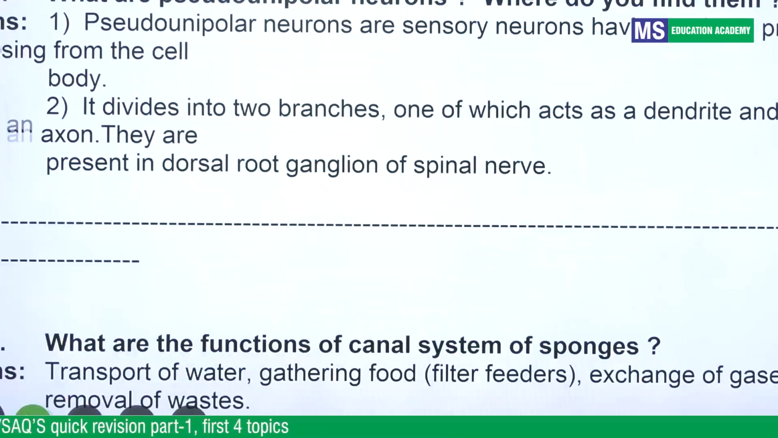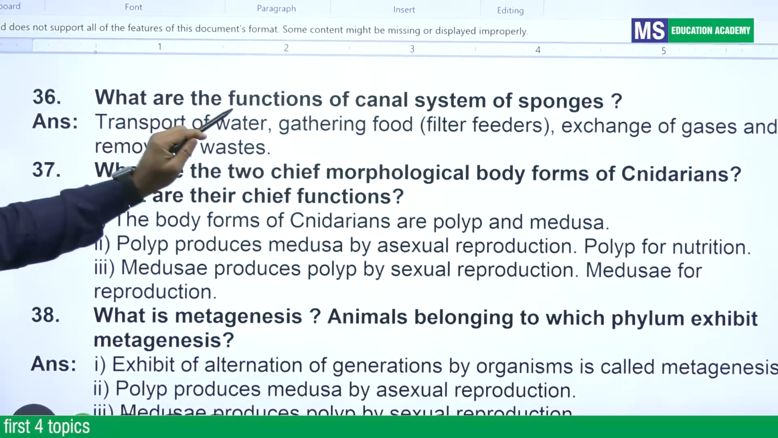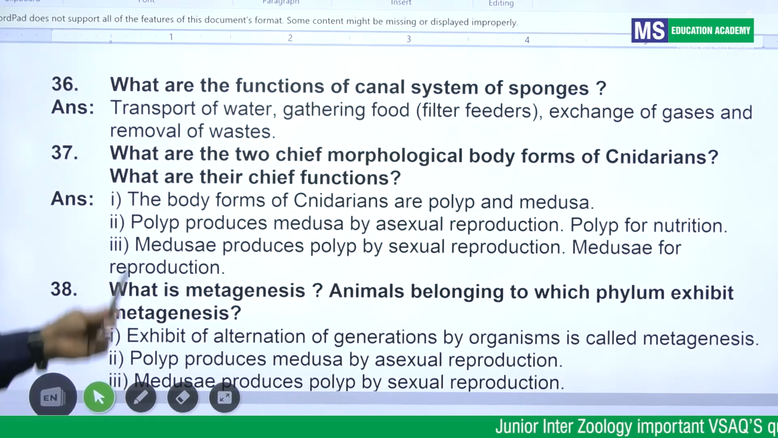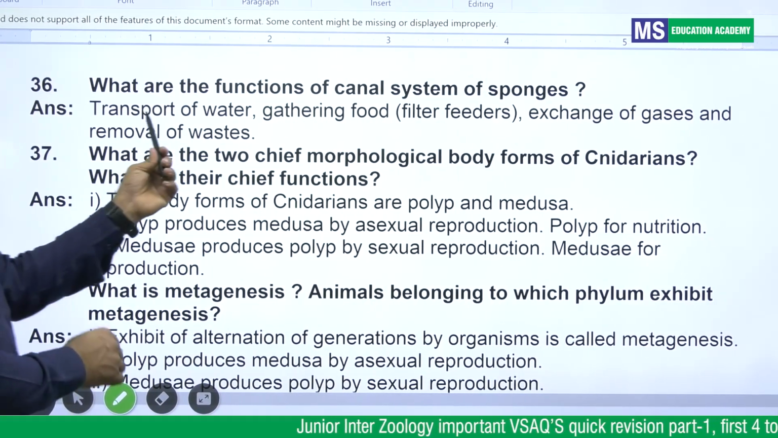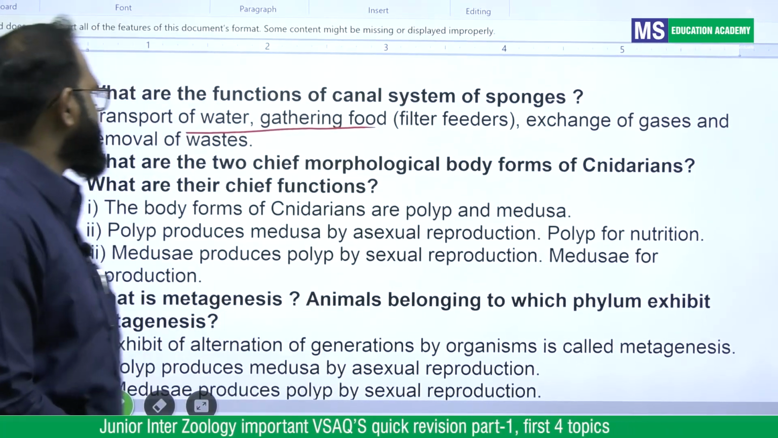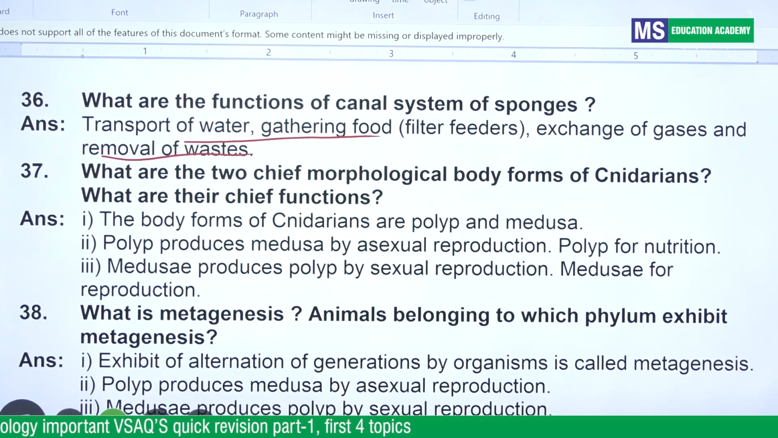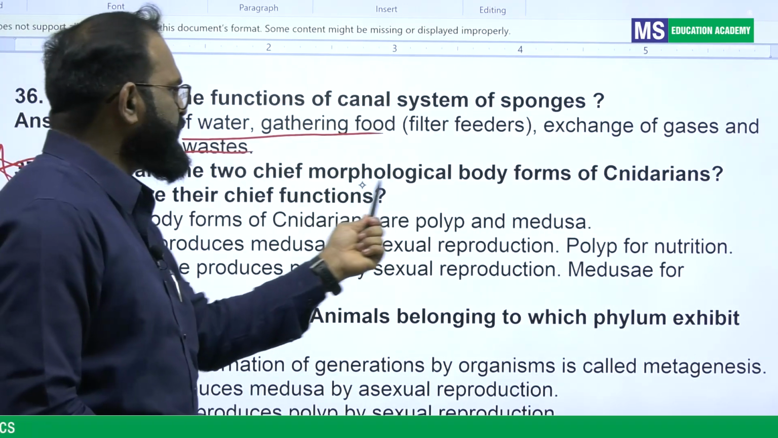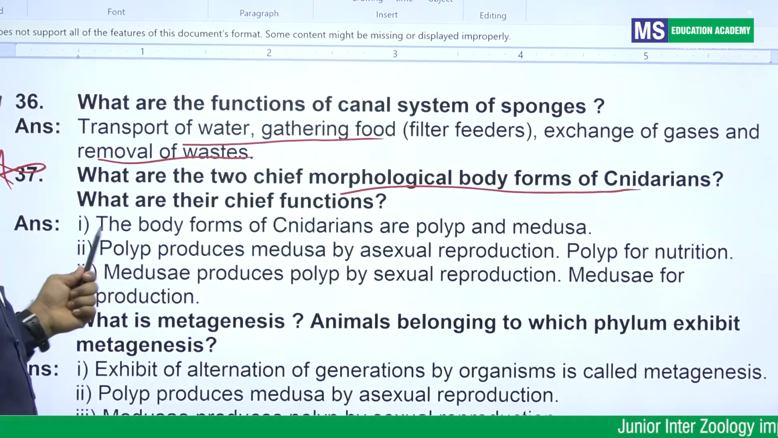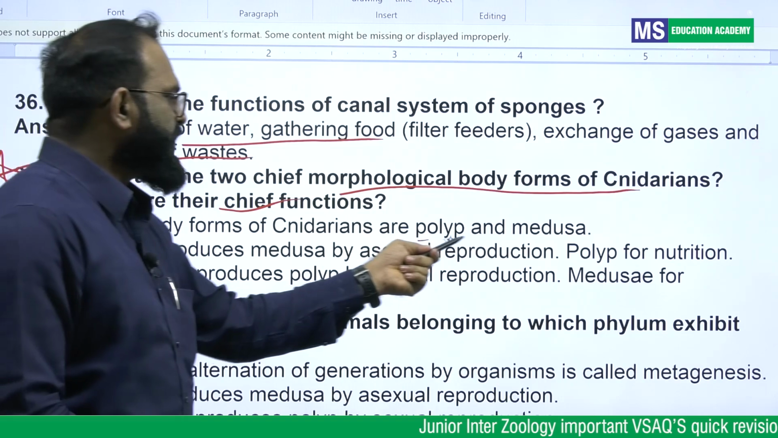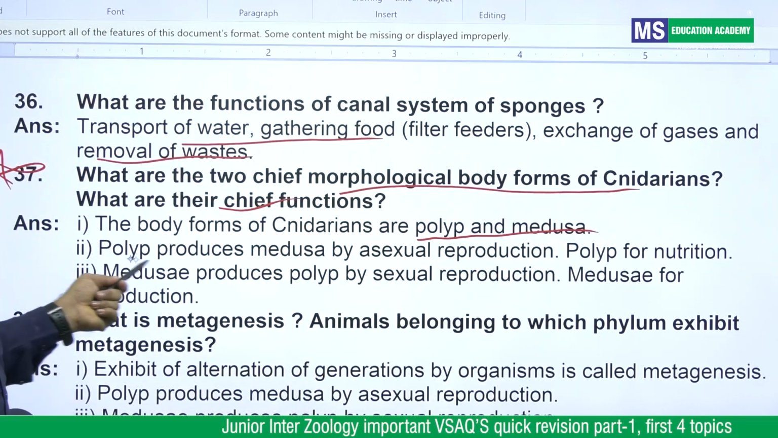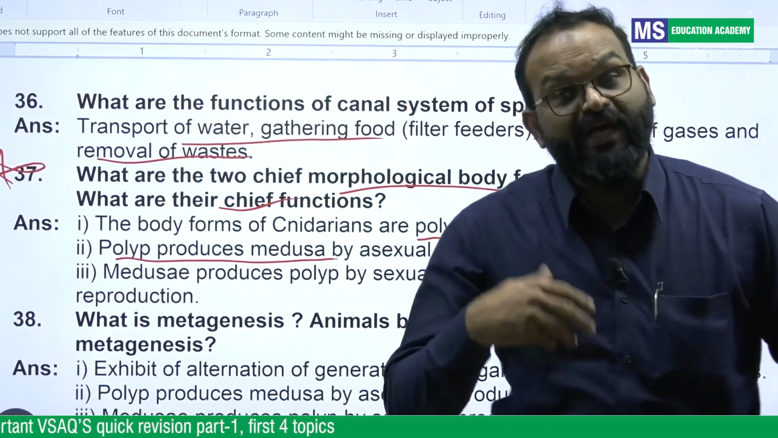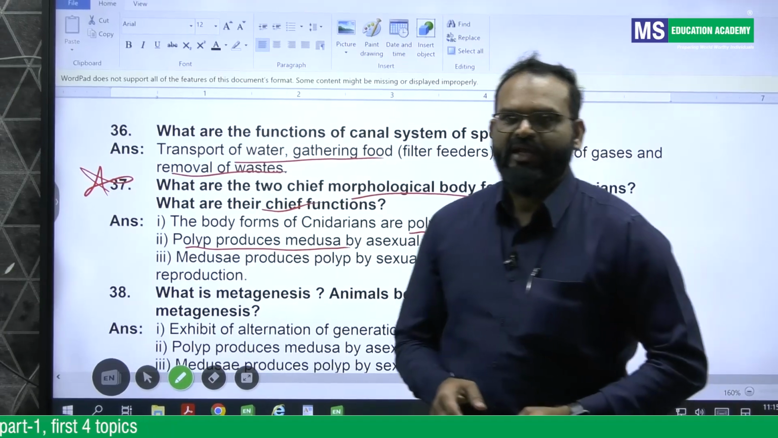Next question, students. What are the functions of canal system of sponges? Now we are switching on to the next third unit. Functions: transport of water, gathering of food, exchange of gases, and removal of waste. Another important question, students. What are the two chief morphological body forms of cnidarians and their functions? Polyp and medusa. Polyp reproduces asexually and forms medusa. Medusa reproduces sexually and forms polyp.